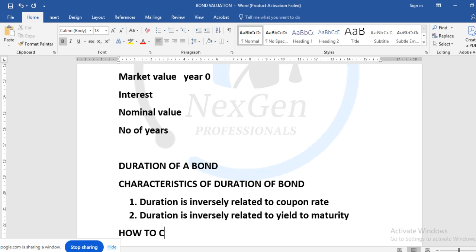How to calculate duration of a bond in theory. Should I include it? How to calculate duration of a bond?